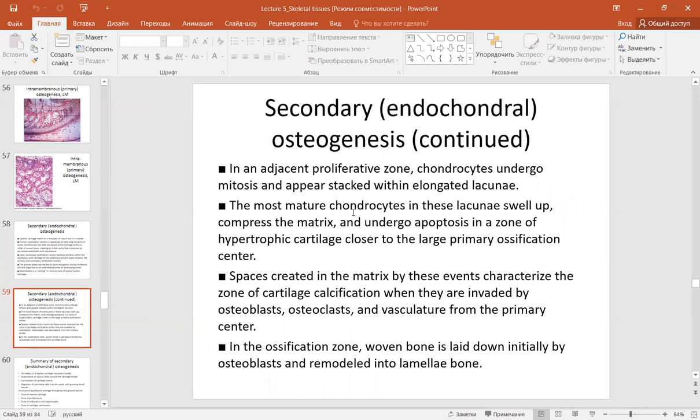The most mature chondrocytes in these lacunas swell up, compress the matrix, and undergo apoptosis in the zone of hypertrophic cartilage closer to the primary ossification center. Space is created in the matrix, and these events characterize the zone of cartilage calcification when they are invaded by the osteoblasts, osteoclasts, and vasculature from the primary center. In the ossification zone, woven bone is laid down initially by osteoblasts and remodeled into lamellar bone.